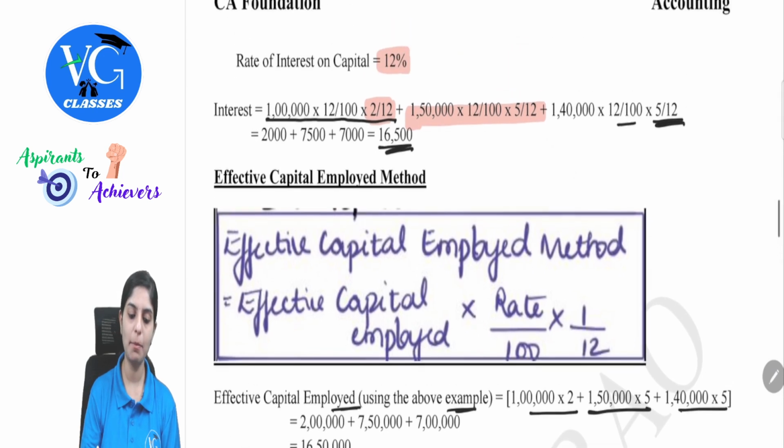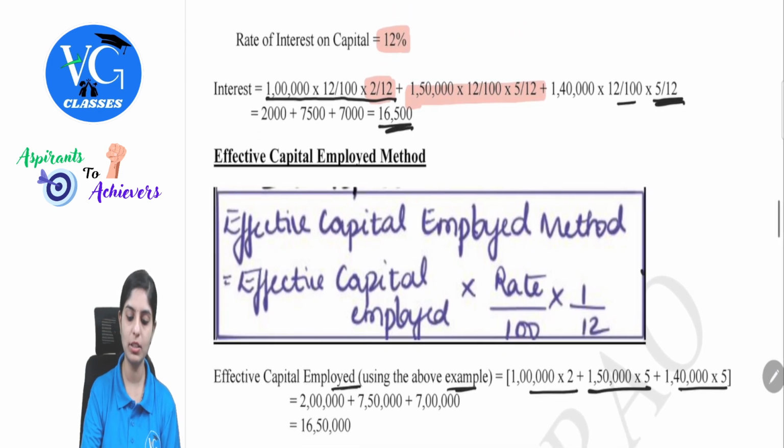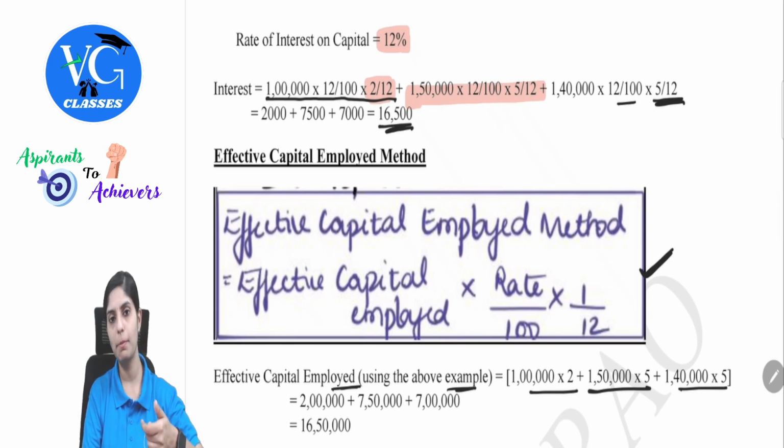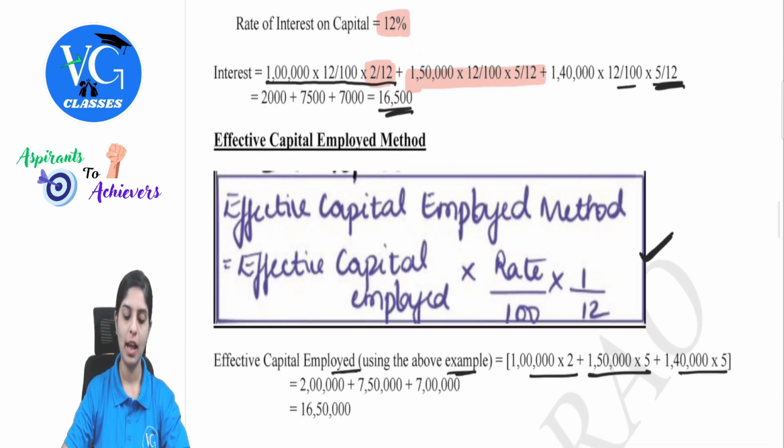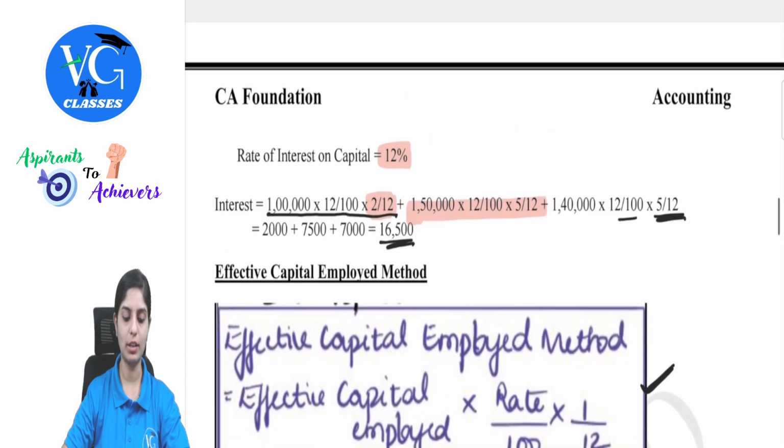See, it is the same approach. What we have done here is we have just taken the common things out, because number of months divided by 12 is represented as 1 by 12. Anyway, we will multiply the number in order to find the effective capital employed. I hope you understood the structure.